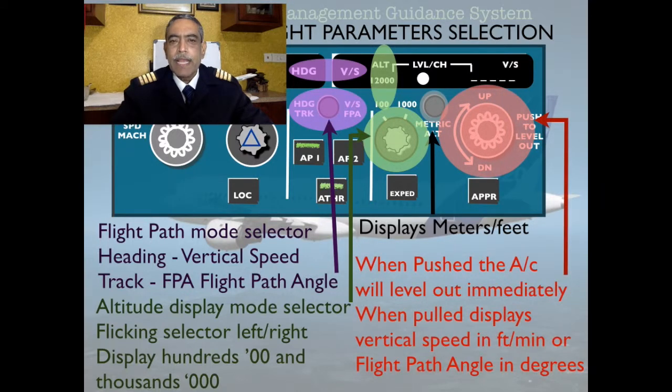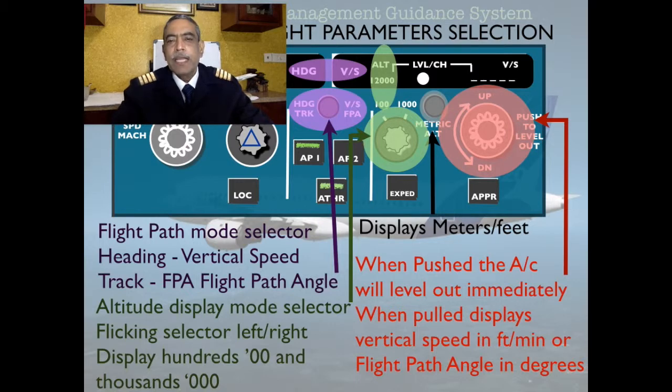Further right, it's again a pull knob. When pushed, the aircraft will level out immediately. This knob is usually known as push to level out. Whenever it is climbing or descending, it will try and level out immediately. This is for an instant requirement of the pilot.